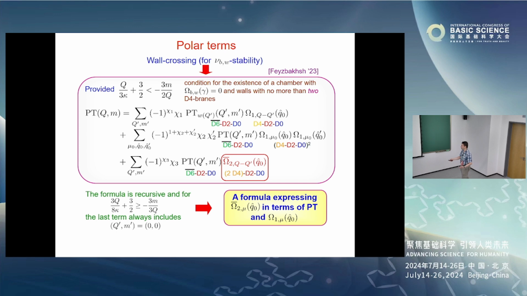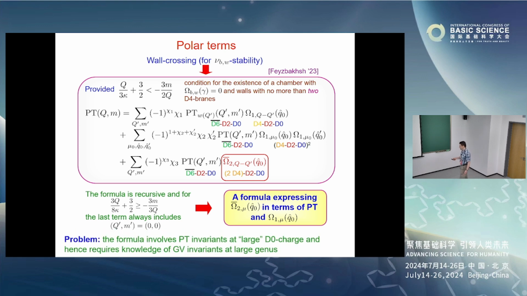And in this way, we can compute polar terms in our generating function. The only problem is that this formula involves PT invariants. If you try to apply it, for example, for our set of one-parameter Calabi-Yaus, the PT invariants which appear depend on sufficiently large D0 brane charge.